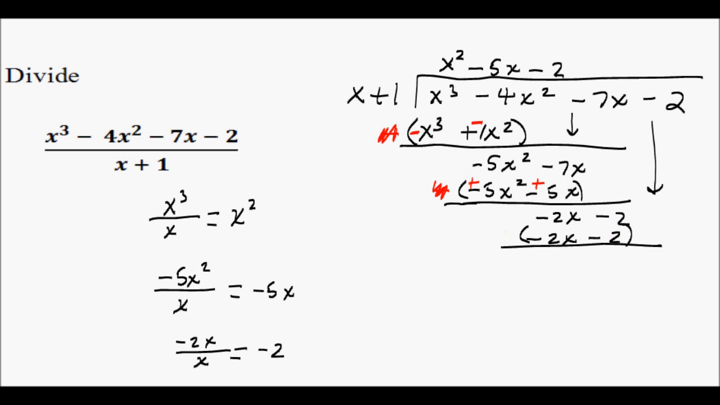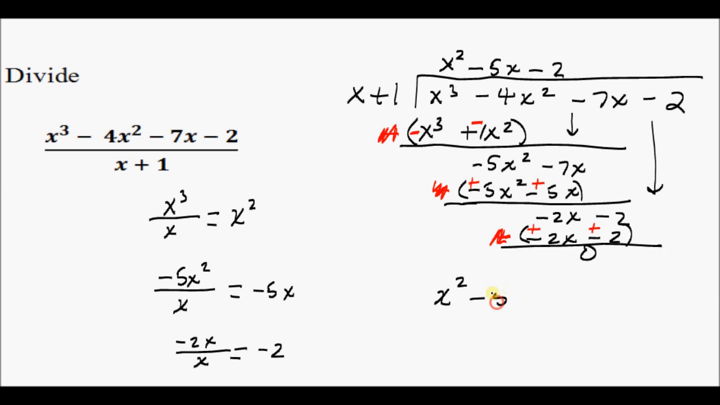So we're going to put the negative 2x minus 2 in parentheses with a negative in front. When that negative carries through, it changes this to a plus and this to a plus. I get rid of it here because I've just distributed it through. Well, the negative 2x and the positive 2x cancel. The negative 2 and the positive 2, they cancel. So we don't have any remainder, which is nice. So we're going to have, as our answer, x squared minus 5x minus 2 is the quotient.